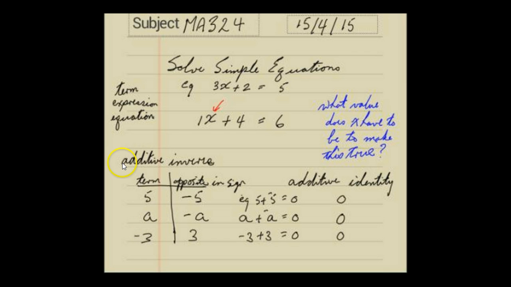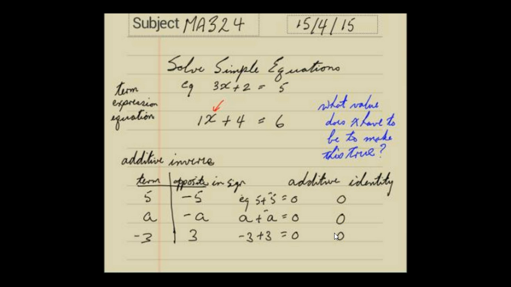So once again, we have to know that the additive inverse is the opposite in sign of a number or a term. If we have 5, negative 5 is its additive inverse. If we have negative 3, positive 3 is its additive inverse. Whenever you add a number and its additive inverse, you get the additive identity. The additive identity is 0, always 0.